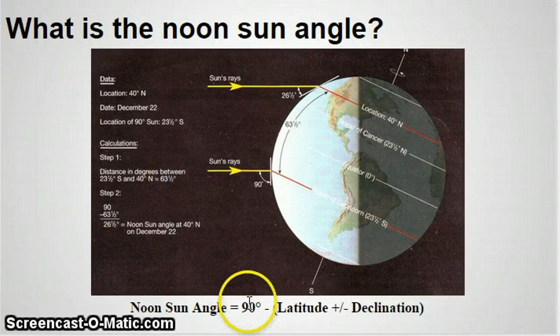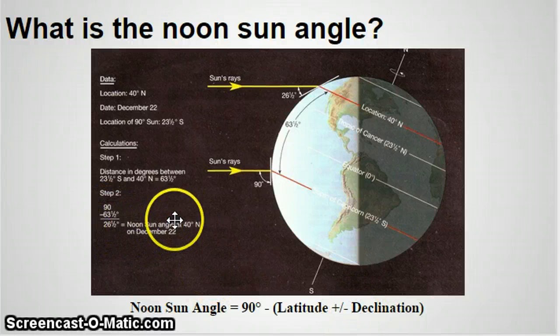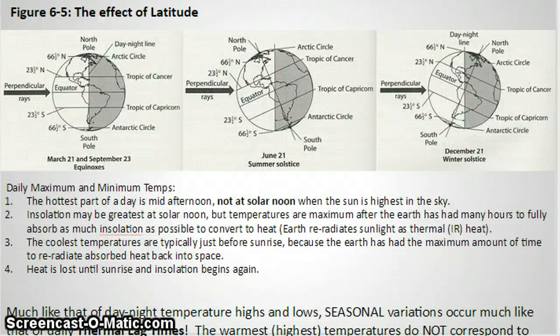I take my equation, 90 degrees minus 63.5, and I find that the noon sun angle at 40 degrees north on December 22nd is 26.5 degrees. So here's where I have the effects of latitude. Essentially, we're looking at daily maximum and minimum temperatures, and I want to make sure that we have a chance to do this properly and correctly.